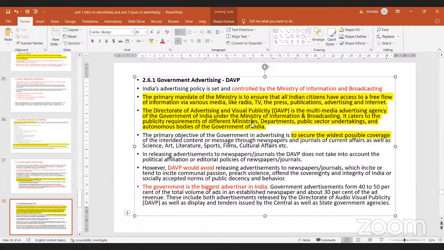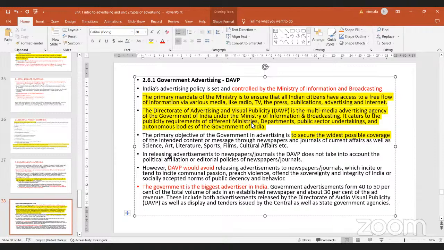So here again, when it comes to the norms of DAVP, it would avoid releasing advertisements through newspapers and journals which tend to promote communal passion or a breach of the privileges of the houses of parliament or state legislature, anything which affects the sovereignty, unity, and integrity of the country, anything against the socially accepted norms of the public, and anything which affects public decency and morality, etc.